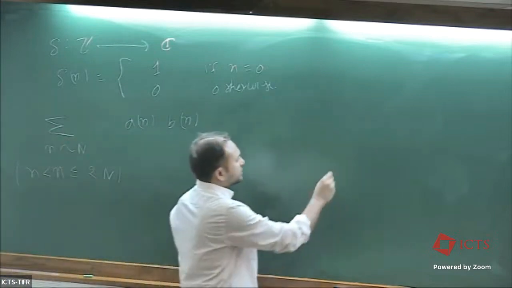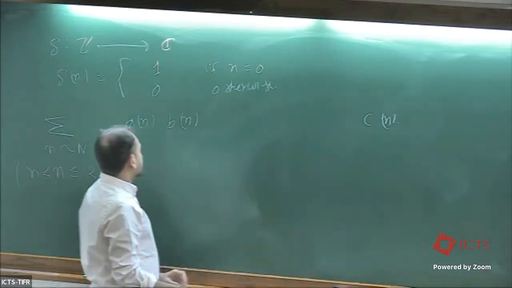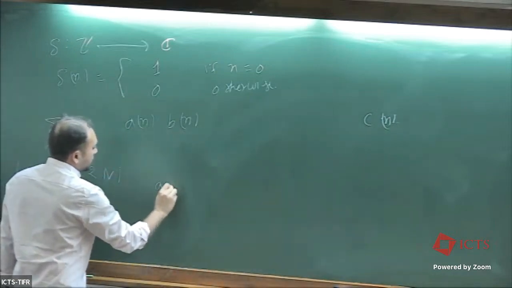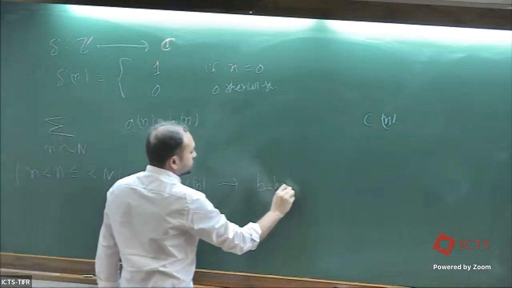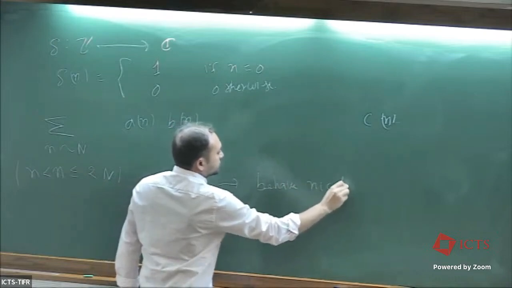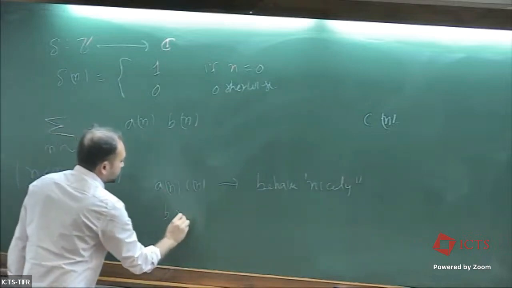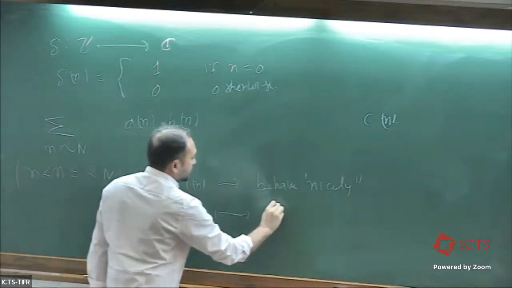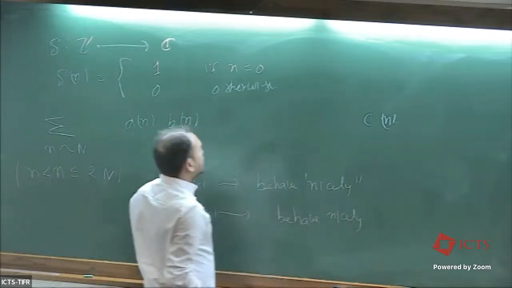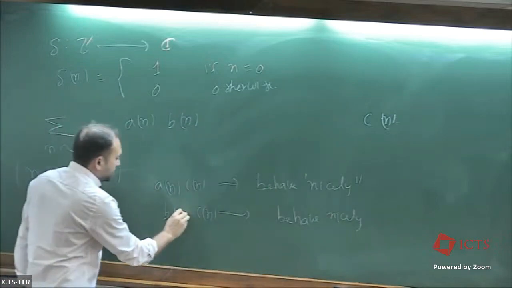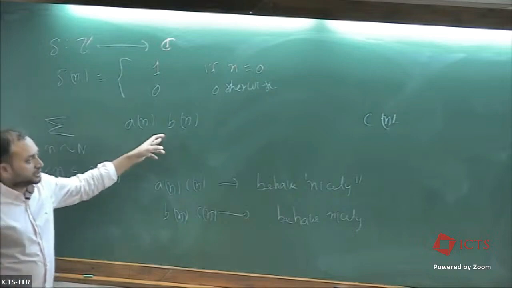Suppose you have another function c_n such that a_n times c_n behaves nicely, and similarly b_m times c_m also behaves nicely. Then you can separate these two oscillations using the delta symbol.